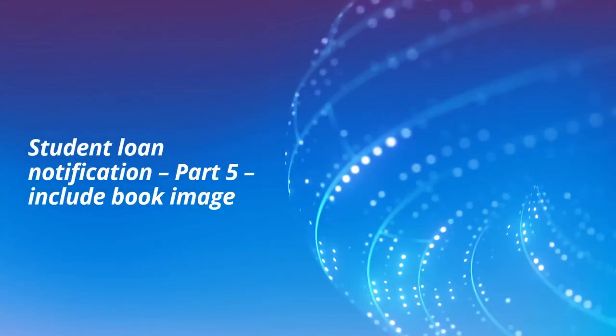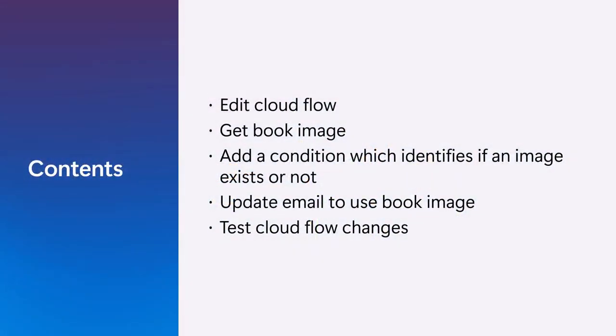Hi there. In this video, we're going to be updating the student loan notification to include the image of the book that we're taking out. We're going to edit the cloud flow. We're going to go and get the book image. We're going to add a condition in to identify if an image exists or not. And then we're going to update the email to use the book image. Finally, we'll test that the cloud flow changes that we've made have worked correctly.